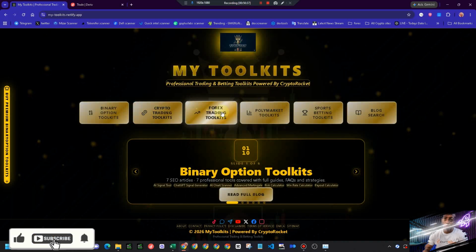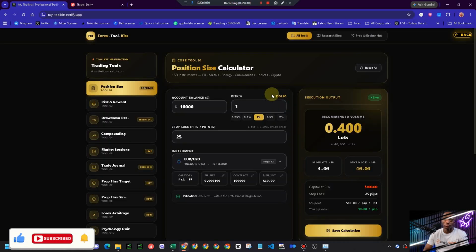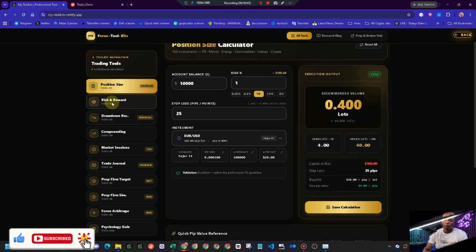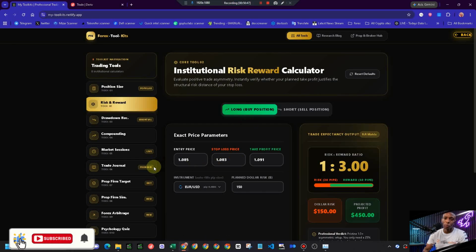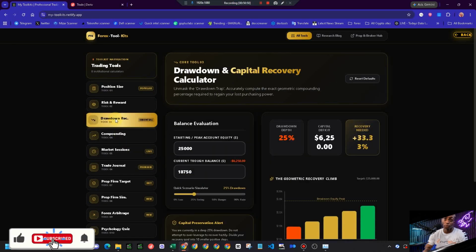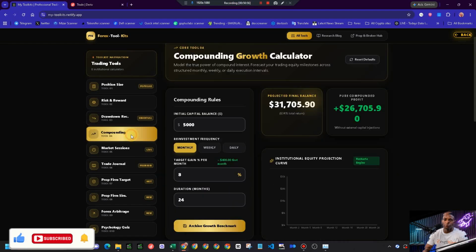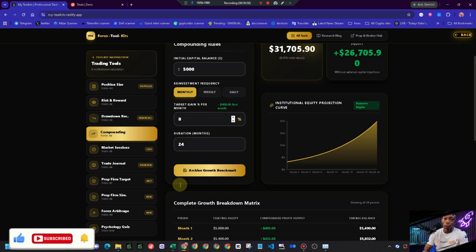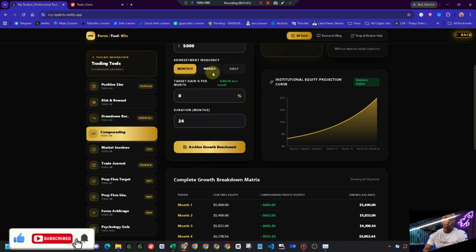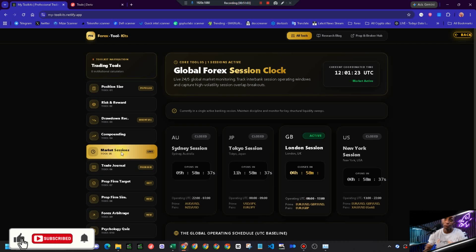So we have our Forex trading tools, the whole Forex trading tools. We have position calculator, risk reward calculator where you calculate your risk reward ratio. This is the drawdown calculator where you calculate and get it simulated. Then we have compounding calculator where you calculate your compounding either monthly, weekly, or daily. We have a market section where you can get the active market session of the day, which, as you can see, is the current time, which is London session.